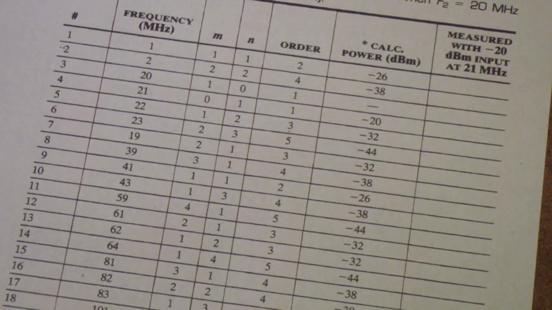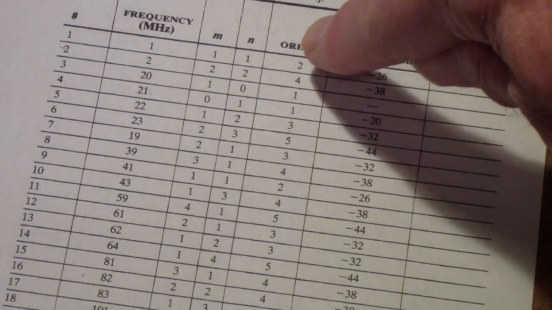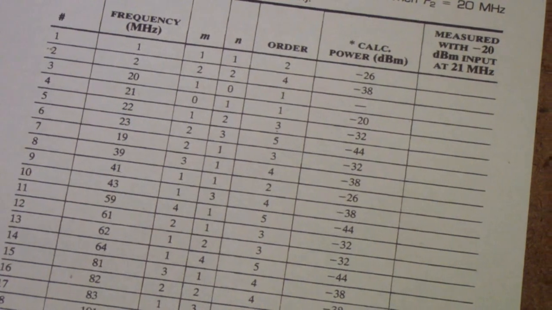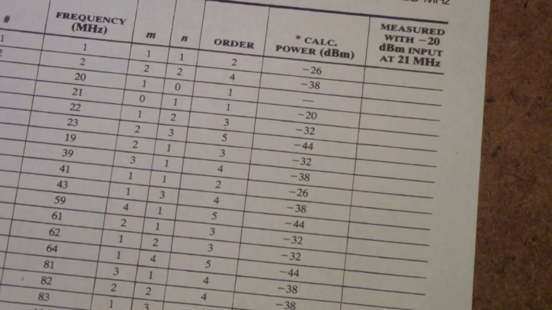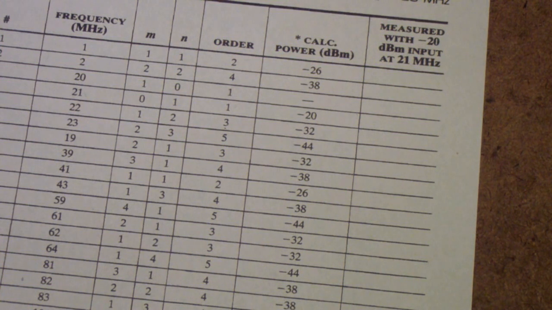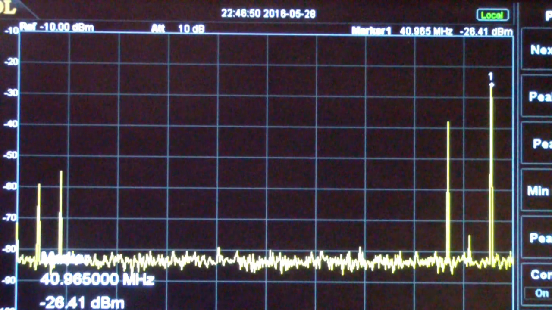That minimizes phase noise and other things that we're not going to talk about here, but nonetheless it's an important design parameter. So what we're going to be doing is looking at the order of the, that's this column here, of the various frequency components, and then we're going to be measuring the actual level of those harmonics, of those frequencies.